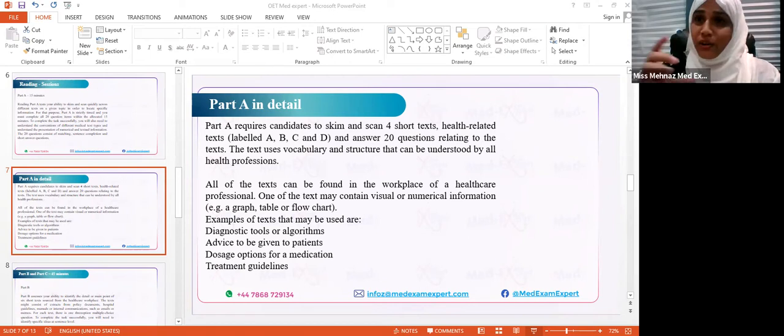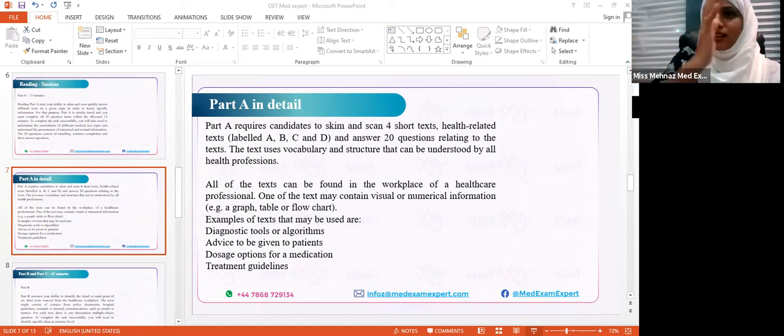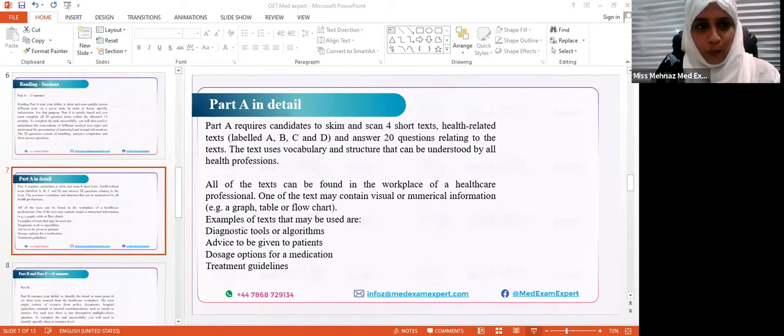One of them might be a graph, a table, or a flowchart. In the complication one, you can see it's early, something late, given in tabular form. So you might get it. Examples are diagnostic tools or algorithms, advice given to a patient, dosage for medication, or a treatment. These are the examples I have written, just for you guys to better understand.